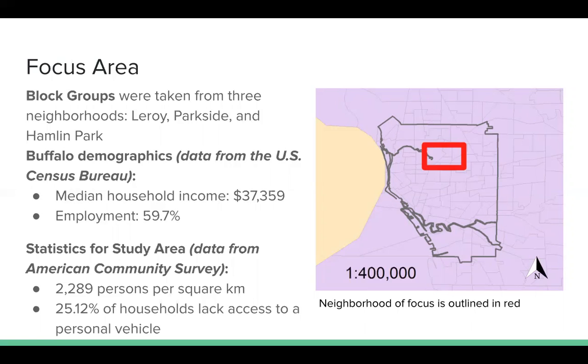We'll be looking at two primary statistics to conduct our analysis in our study area: population density and access to a personal vehicle by household. Overview statistics for our study area reveal a population density of 2,289 persons per square kilometer for the entire study area, and 25.12% of households in our study area lacking access to a personal vehicle.